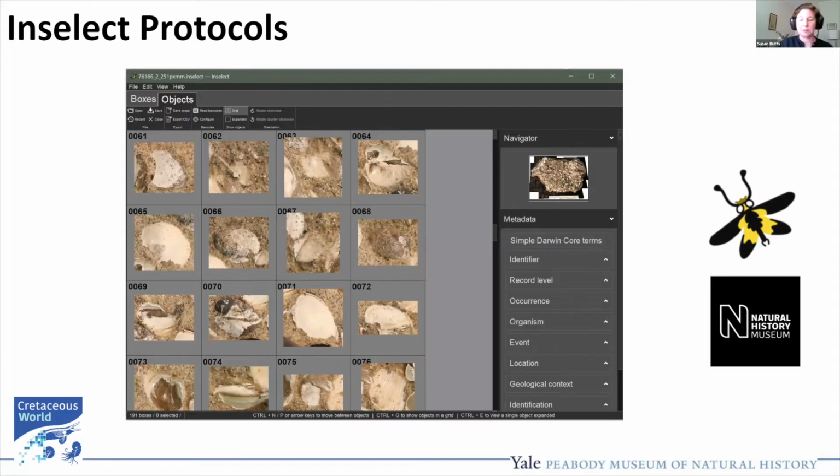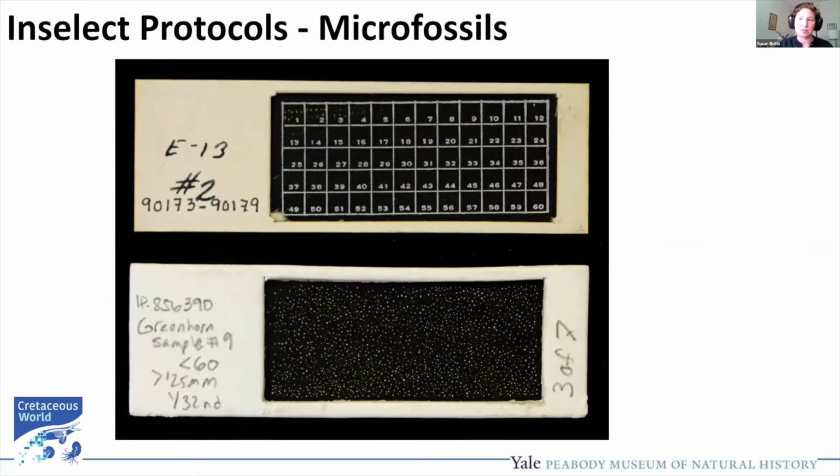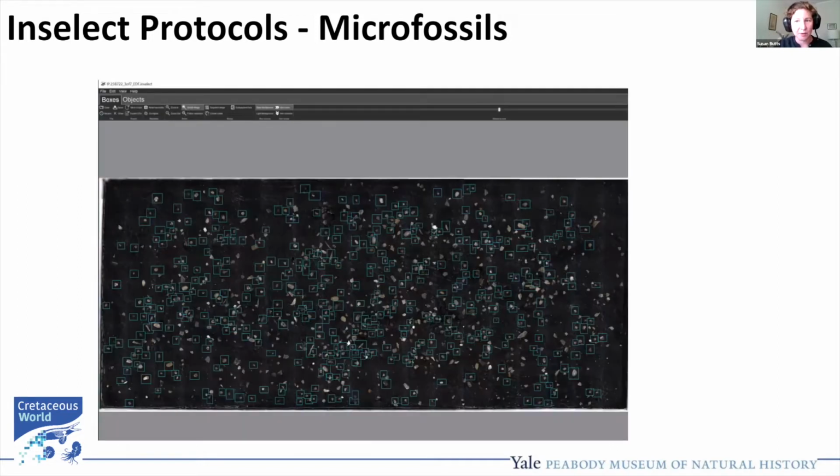We're also doing this for microfossils, so we're imaging in the lab of Pincelli Hull at Yale. And we have a couple different formats of slides, either numbered boxes or a strewn slide where the specimens are just tapped out onto a reversible adhesive. And you can see, as Chelly Hull puts it, endless forams, most beautiful. What we do in this case is we save a contact sheet, and we can find specimens again using the coordinates, which are also saved in InSelect.